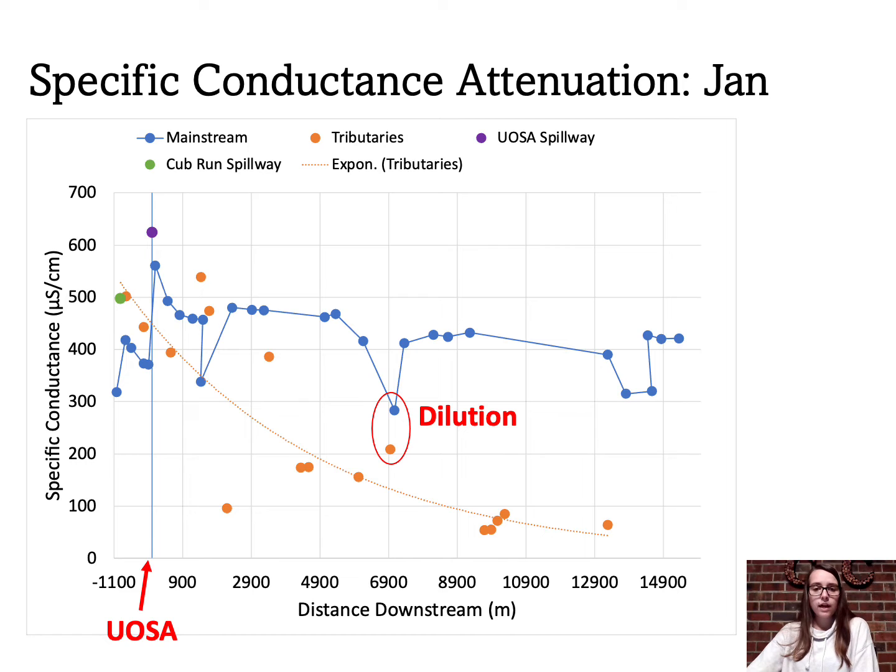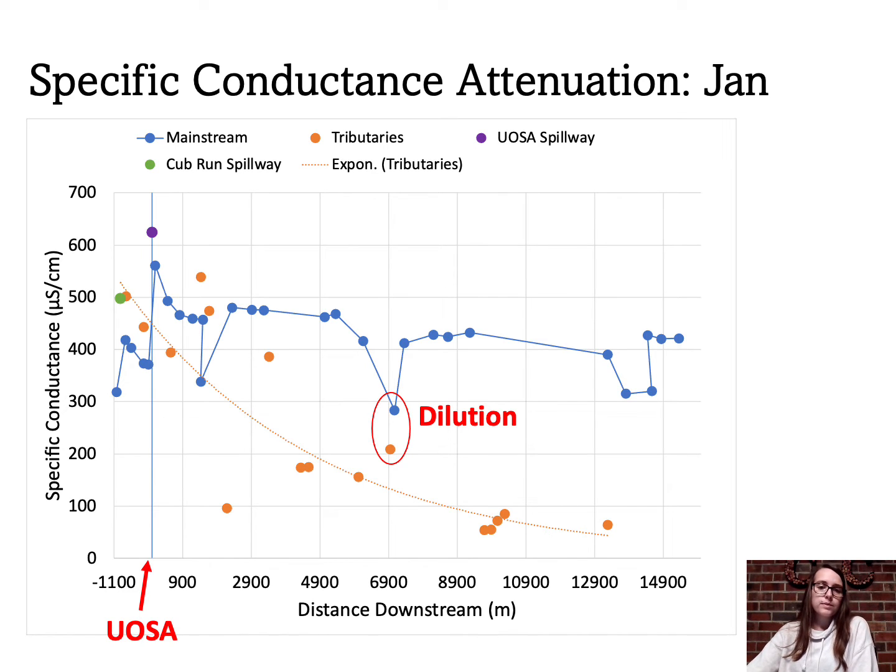I'll be presenting two graphs comparing specific conductance and distance downstream in January and September. Previous work has shown there's a relationship between specific conductance and salt ions. On the x-axis, we see distance downstream with 0 meters at the UOSA effluent. I'm presenting data from the main stem, which is in blue, and the tributaries in orange.